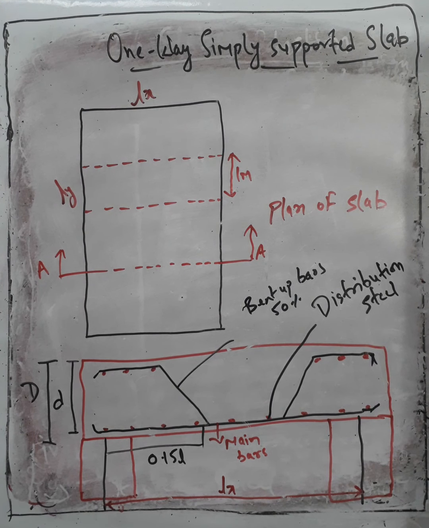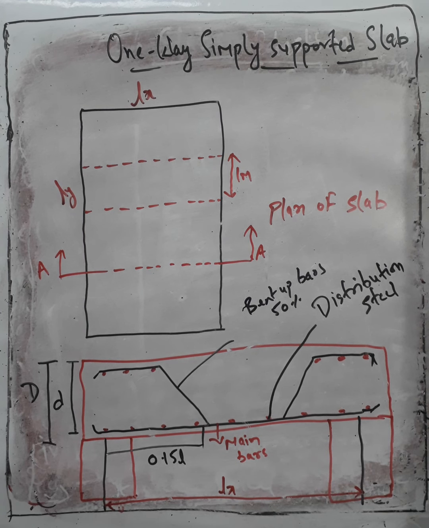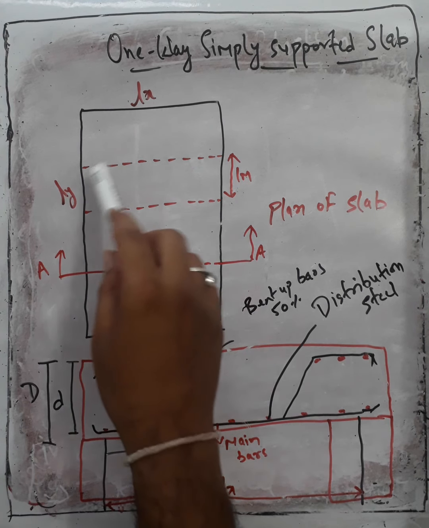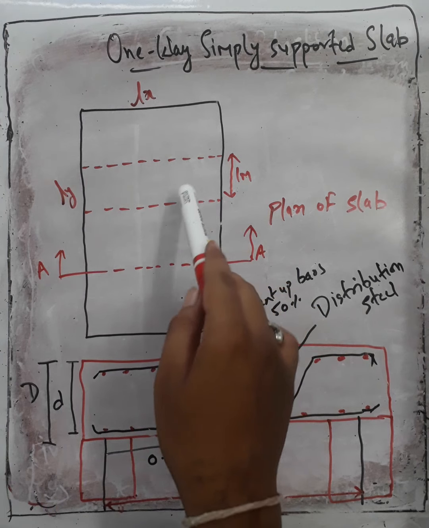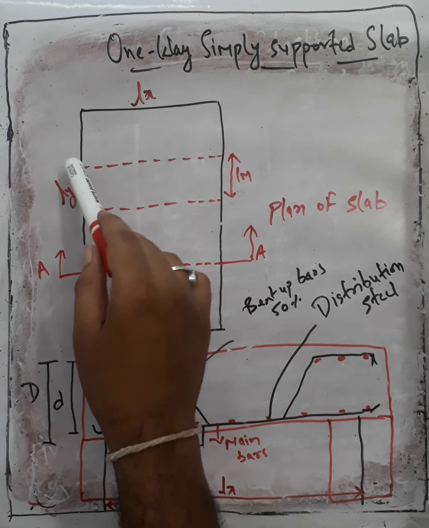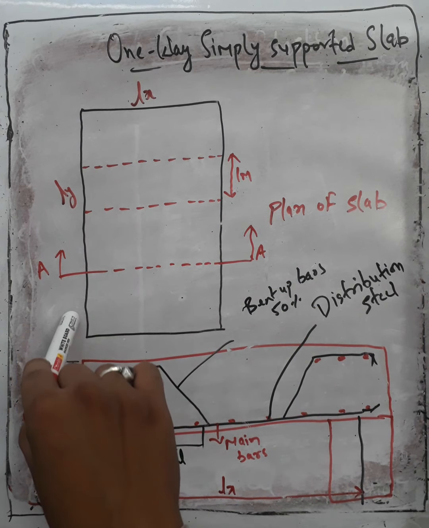In this lecture, we study the one-way simply supported slab. In our previous lecture, we already discussed that to find the solution for a slab, we have to consider a 1 meter beam, meaning a 1 meter width beam. So here first we see that this is our slab. We have the shorter span Lx and the longer span Ly.